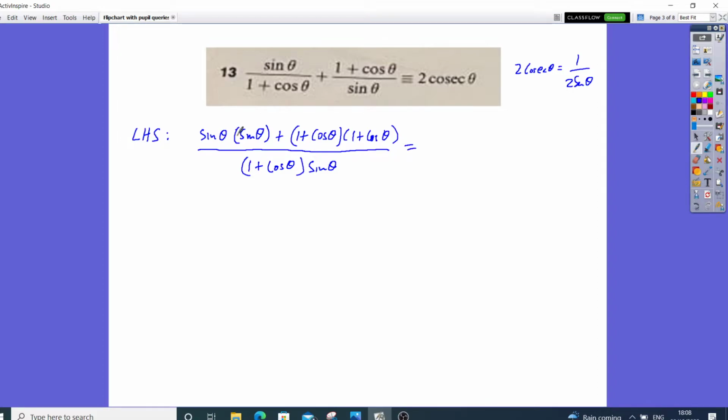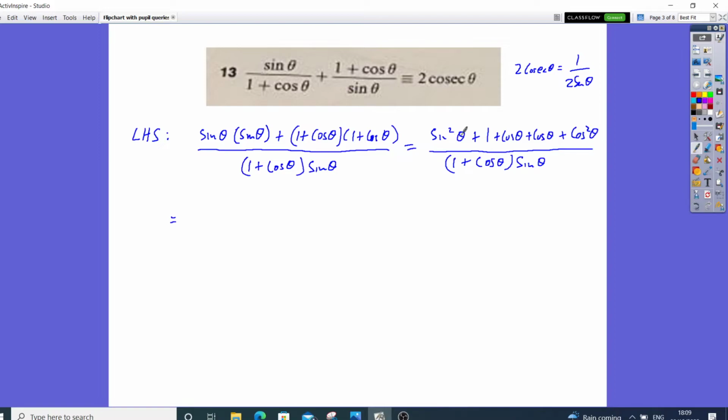So that sine theta times sine theta is sine squared theta. 1 times 1 is 1. 1 times cos is just cos theta. Cos theta times 1 is cos theta. And cos theta times cos theta is cos squared theta. And this is all over 1 plus cos theta times by sine theta. So I'm going to just put this on this side.